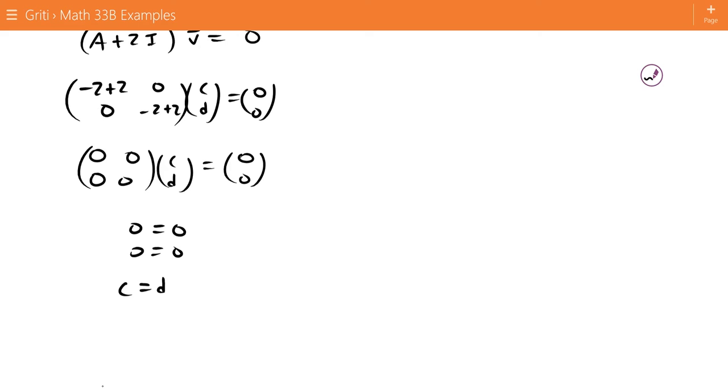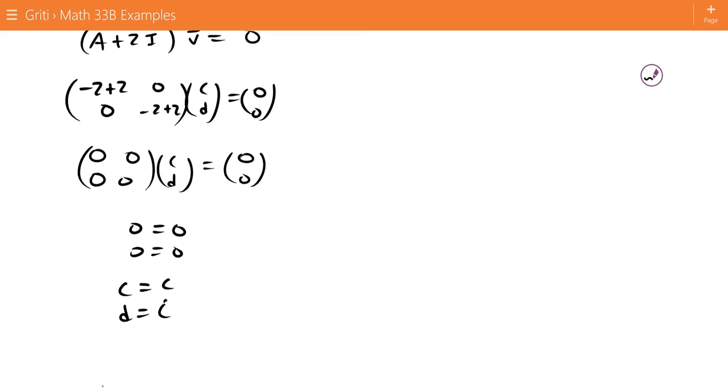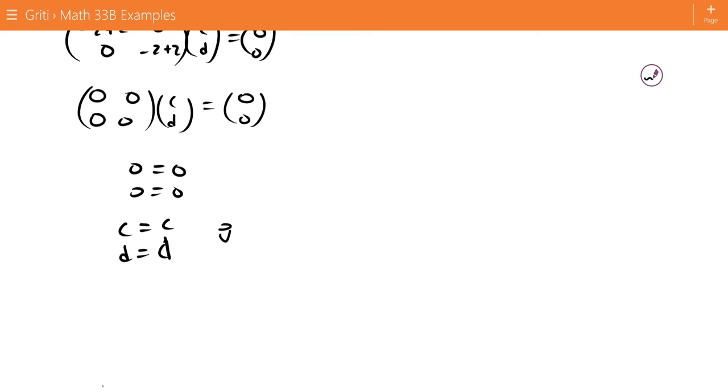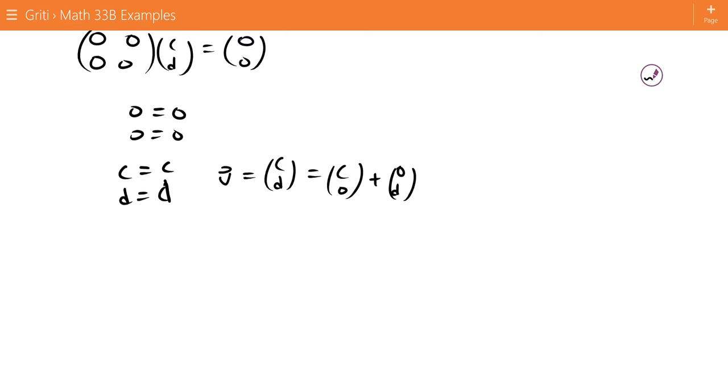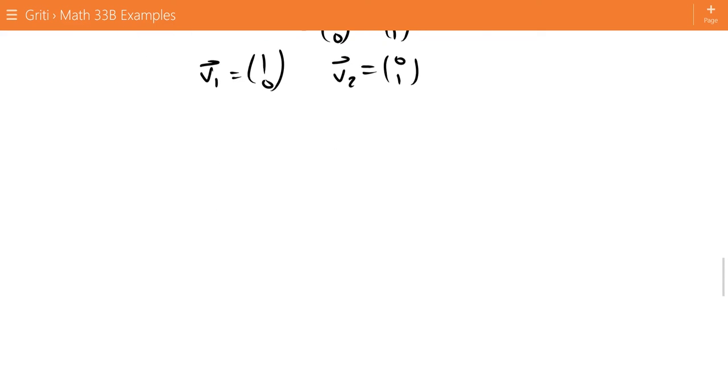So that means c can equal anything. So c equals c and d equals d. So our vector v equals (c, d), or c(1, 0) plus d(0, 1), and we can choose c and d to be whatever we want. So we get two vectors, (1, 0) and (0, 1), if we choose c to equal 1 and d to equal 1. So our two eigenvectors are then (1, 0) and (0, 1), which is what we said in the concept video would happen in this case.